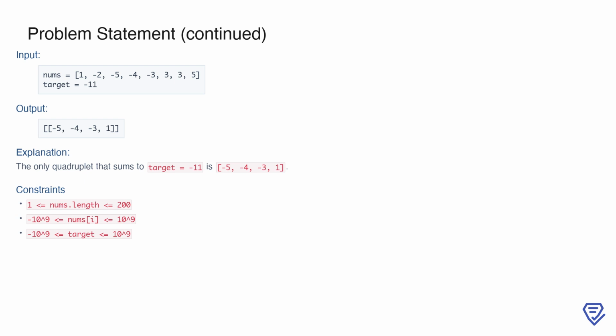Alongside the examples, we are also given some constraints to keep in mind. The length of nums can range from 1 to 200, and the values in nums as well as the target can be very large, ranging between minus 10^9 and 10^9. This means the solution needs to be efficient enough to handle large input sizes and values.